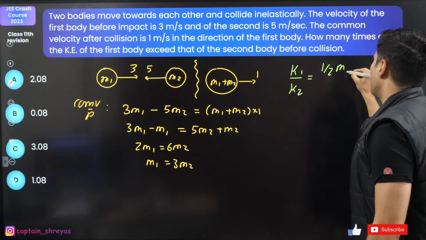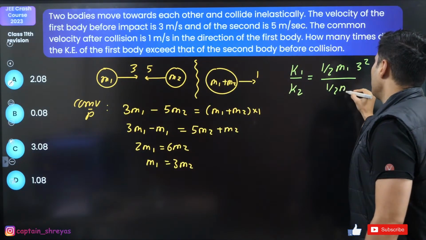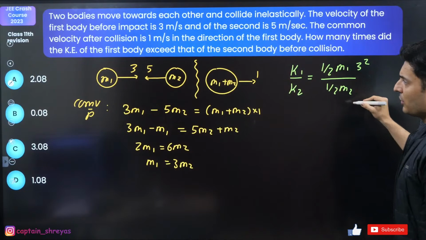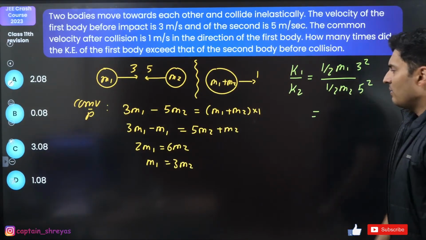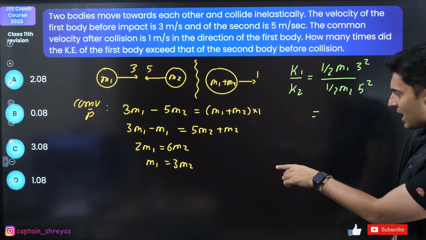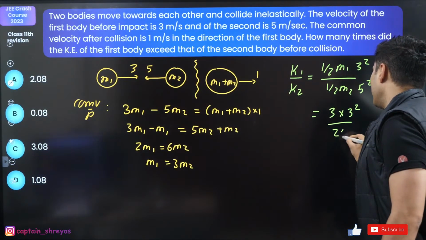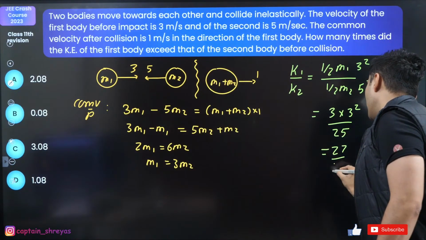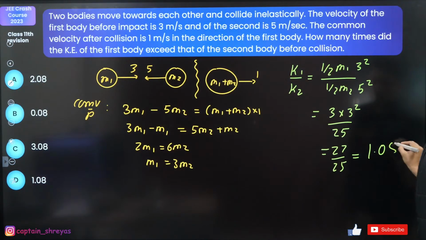Now it's very simple. It is half m1, 3 square upon half m2. Basically, you can see over here, 5 square. So m1 by m2 is basically 3, so into 3 square by 25. So 27 by 25. I think it is going to be 1.08.